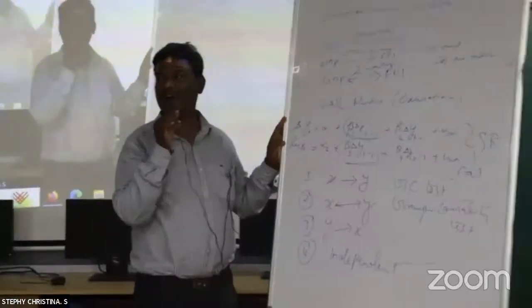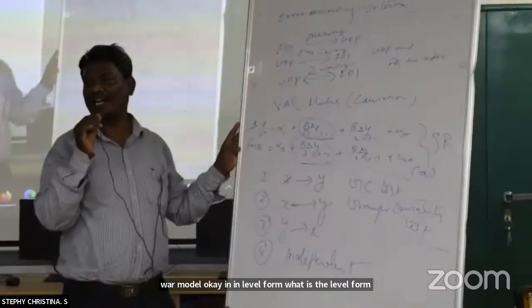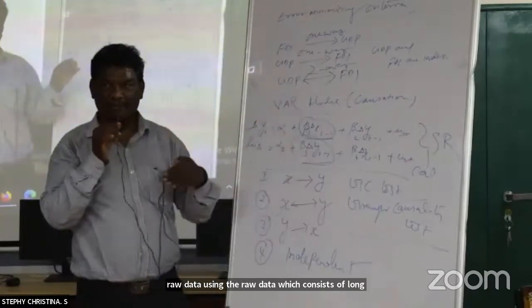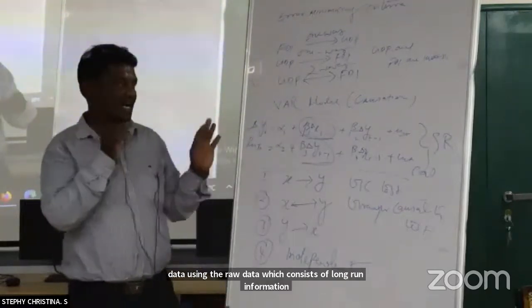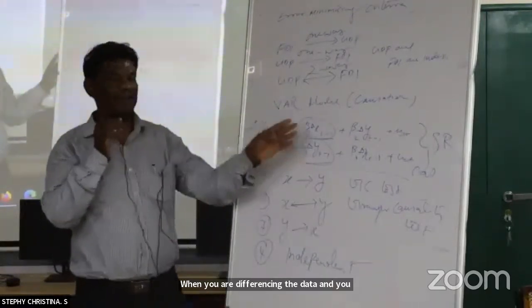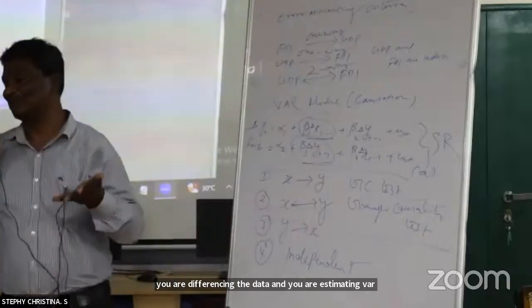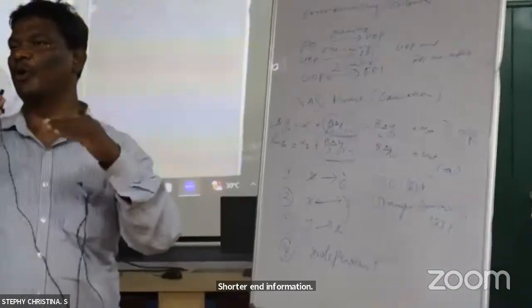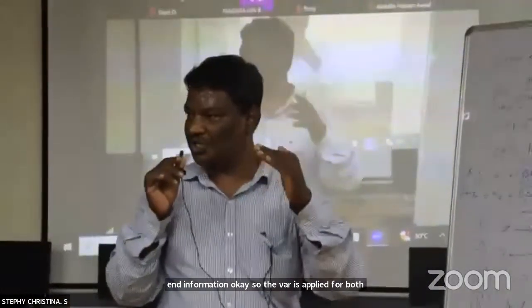What is the level form? Using the raw data, which consists of long-run information. When you are differencing the data and estimating VAR, that will give you the short-run information. Okay, so the VAR is applied for both long-run and short-run.